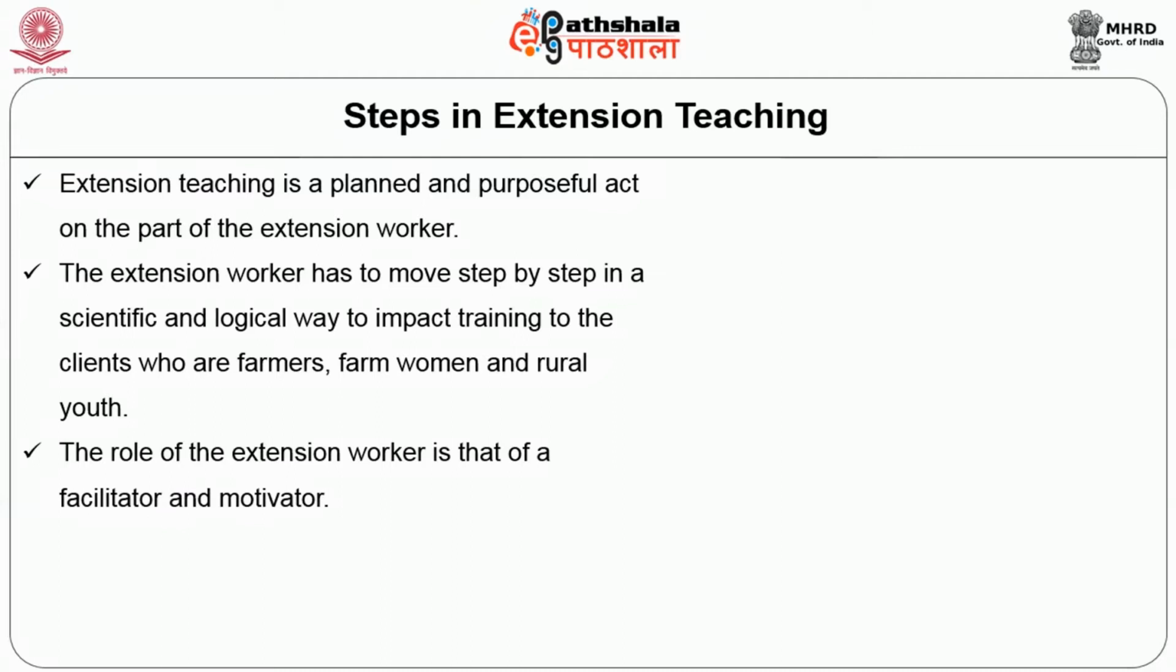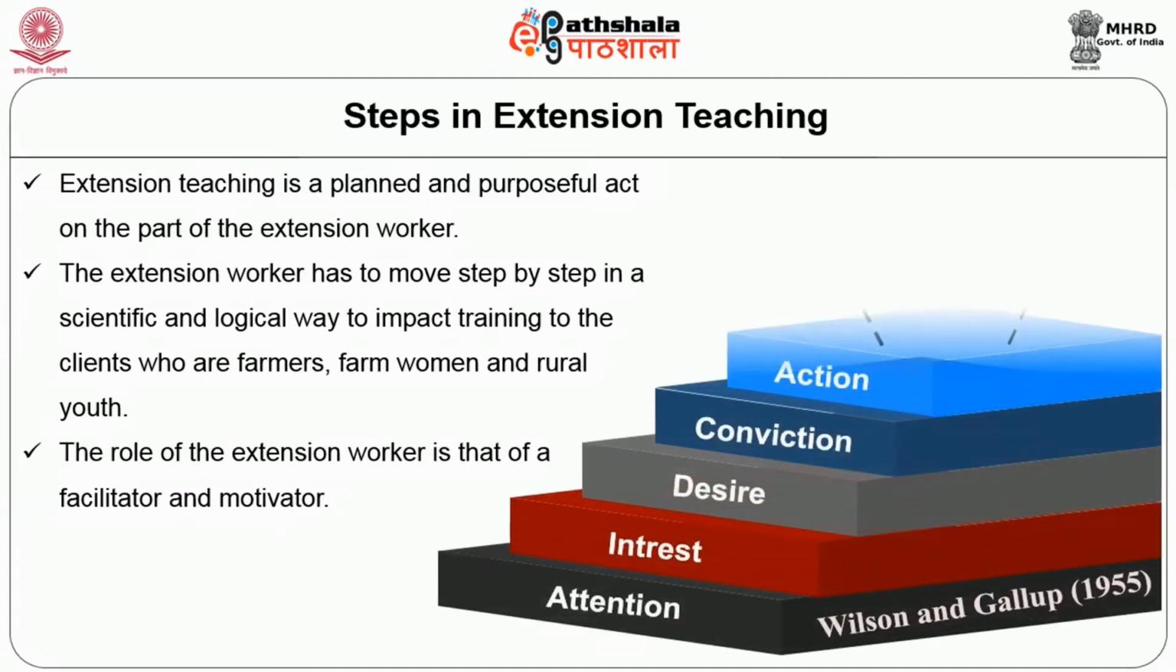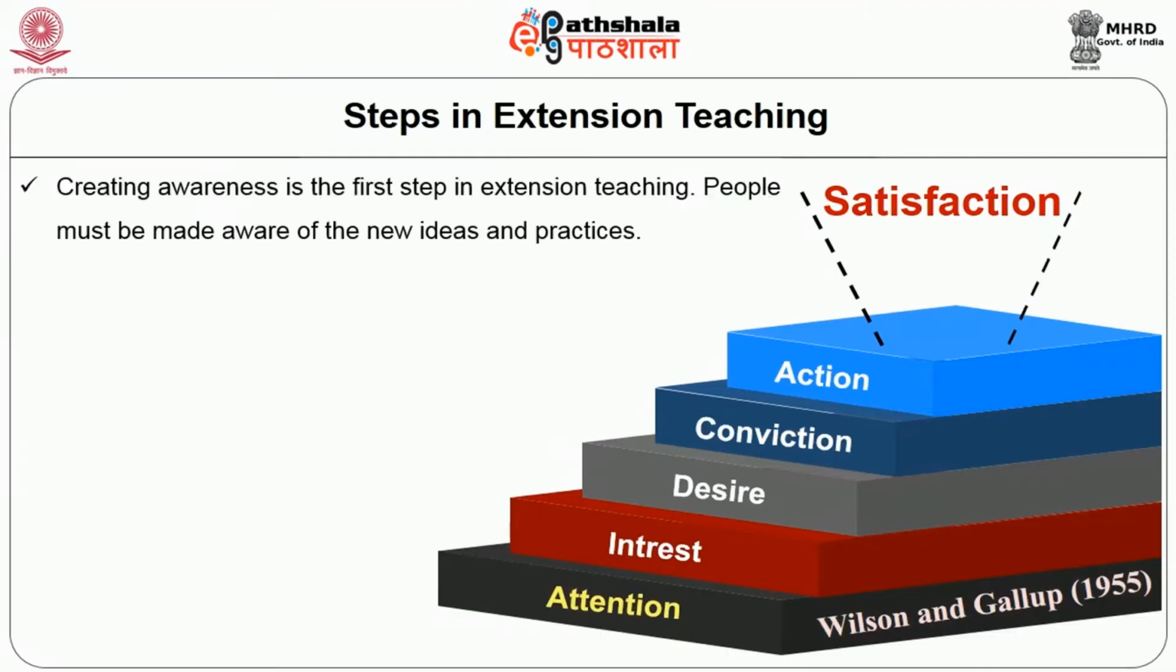The role of the extension worker is that of the facilitator and motivator. The steps as given by Wilson and Gallup, 1955, are the basic steps in extension teaching, given in figure 1. There are basically 6 steps involved in extension teaching. First is attention, second interest, third desire, fourth conviction, fifth action and lastly satisfaction.